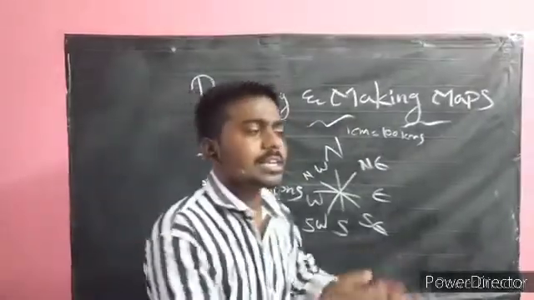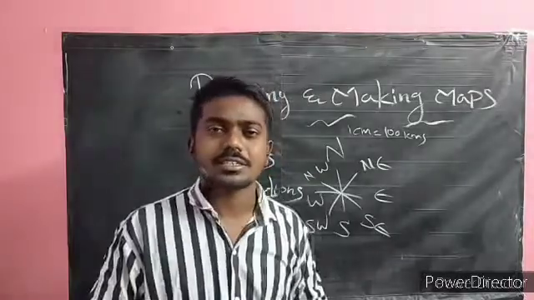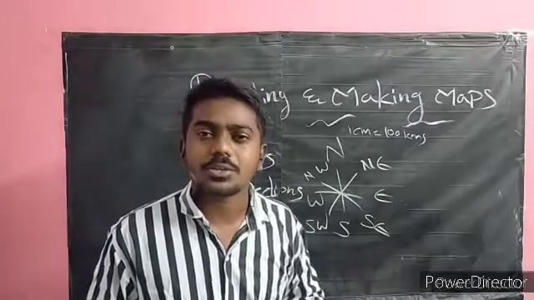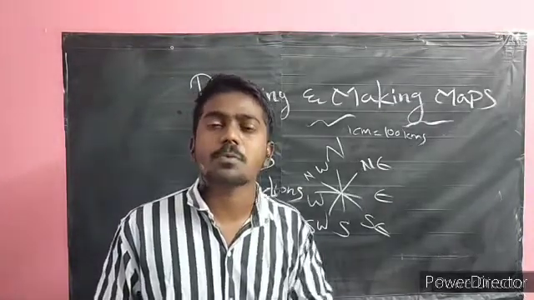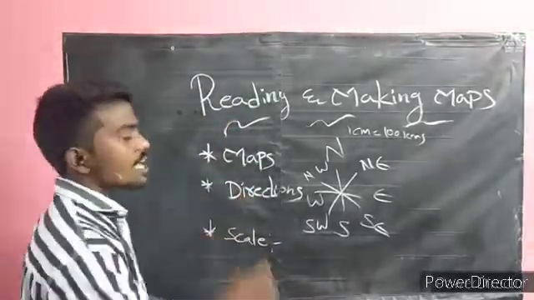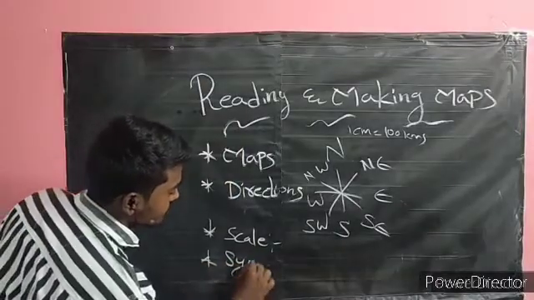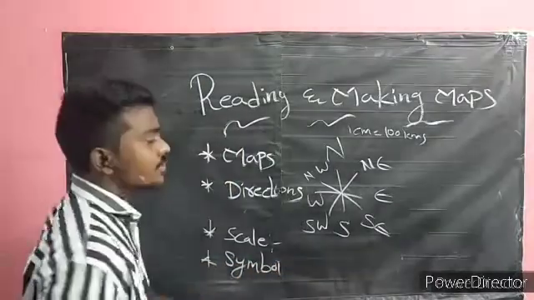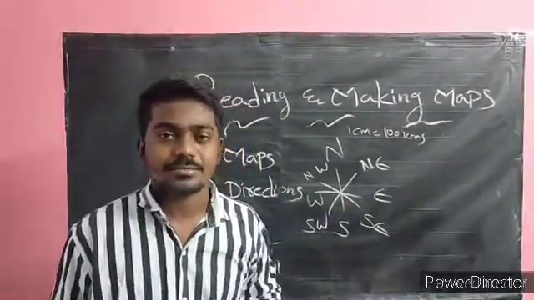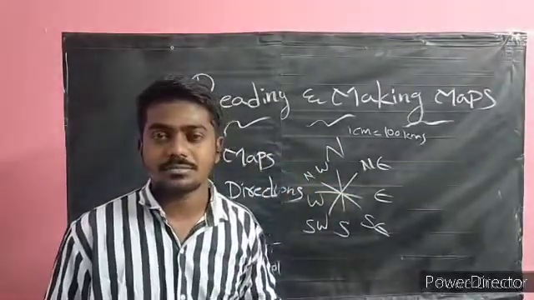Laila wrote a letter to Malika. Malika was very happy and wrote back. Malika drew a sketch map and sent it by post, but she did not show the directions, the scale, or the symbols. That is why there was a lot of confusion for Laila. This much we learned in the last class.